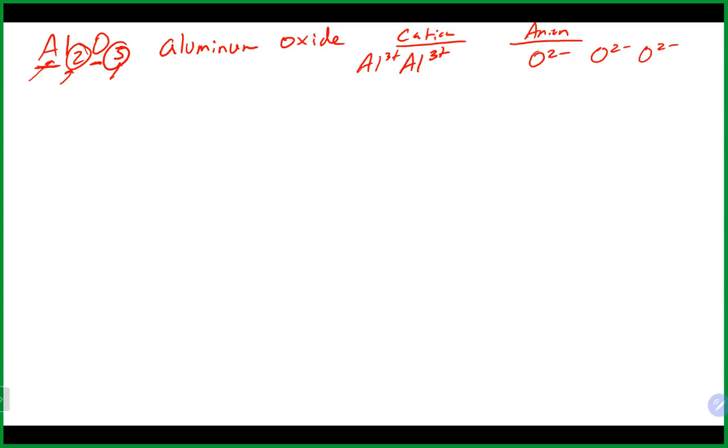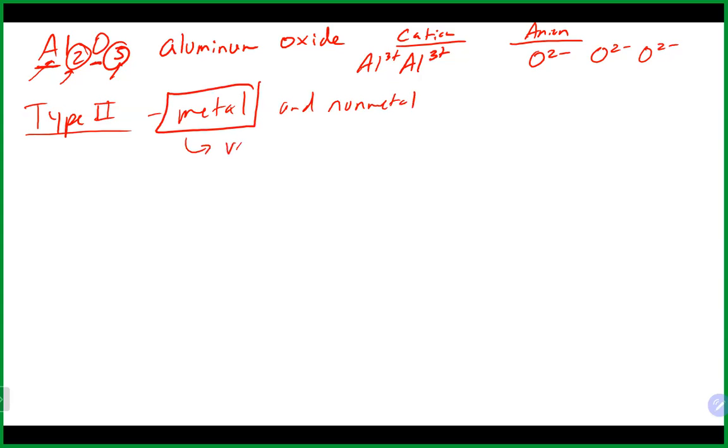Yeah. Now, type 2, which is what you asked about, is again pretty much the identical situation. You're going to have, again, your metal and your non-metal. But the difference here is the metal will have a variable positive charge. And it is, again, always the metal that's important here. And the way you can recognize that it is a type 2 is that metal will be a transition metal.